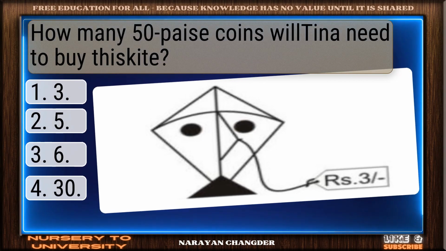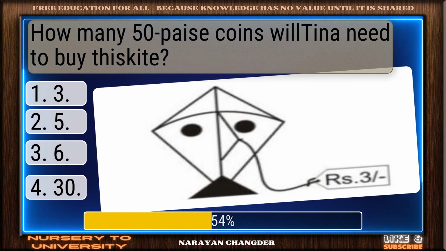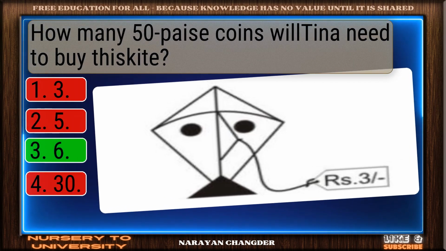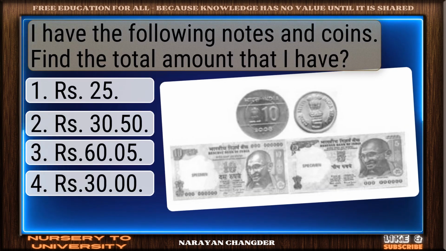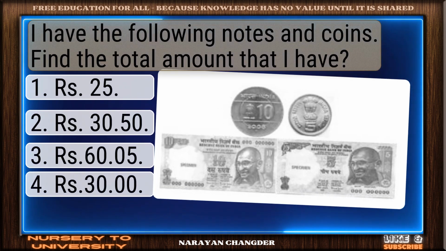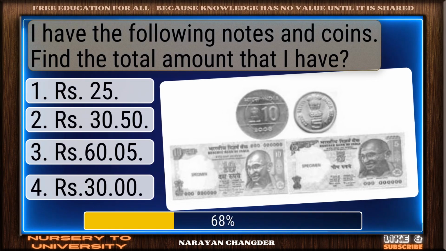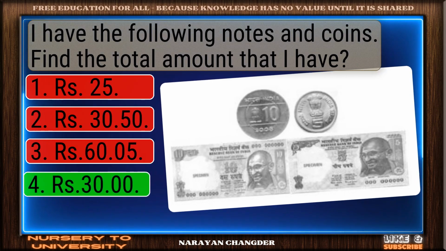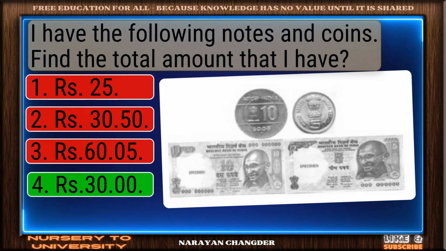How many 50 paise coins will Tina need to buy this kite? You got it. Your choice 6 is right. I have the following notes and coins. Find the total amount that I have. Correct response. Rs 30.100 is the most accurate answer.